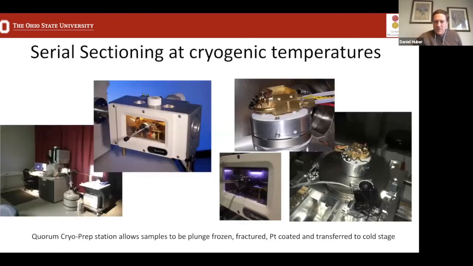One of our current focuses is now to do serial sectioning and processing of the materials at cryogenic temperatures for doing soft materials and biomaterials. And so we have a Quorum cryo stage, which allows us to plunge freeze and process cells or soft materials into a vitreous state, and then transfer that onto the stage where we can go mill it and image it.